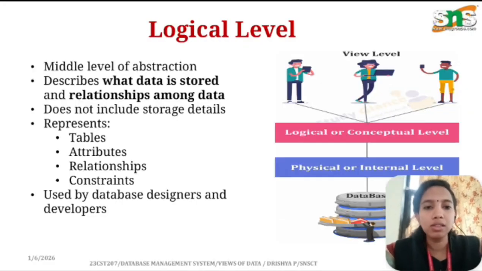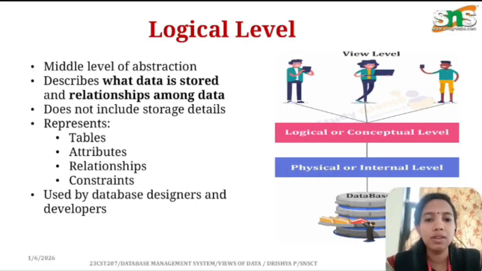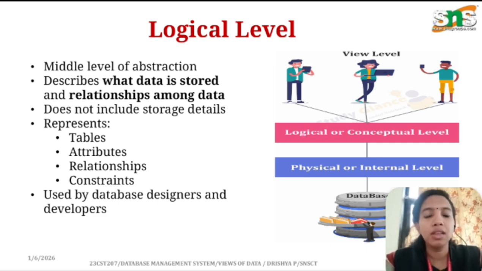And next is the logical level. The logical level is the second level: what data is stored and the relationships among the data. The physical level is how data is stored in a database, and the logical level is what data is stored in a database. It represents tables, attributes, relationships, and constraints. These are the building blocks of a database management system.